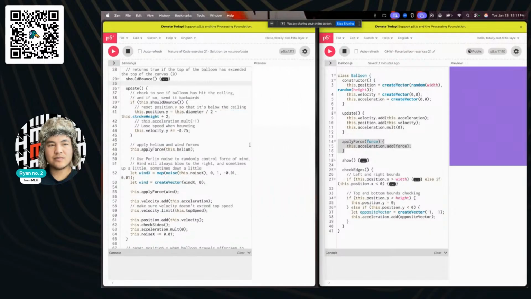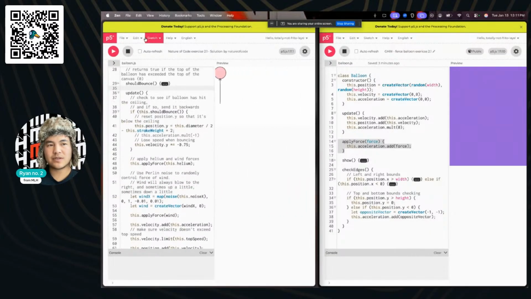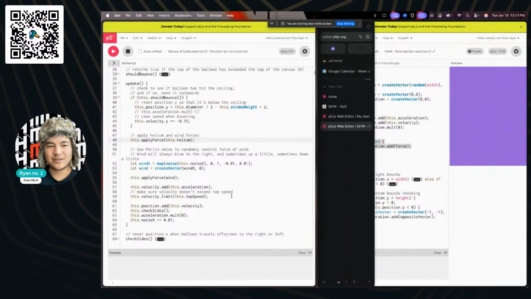I'm going to just full screen this. Is there an easier way to full screen the code side? I wonder. Doesn't look like it. Okay, so let's go ahead and do that.